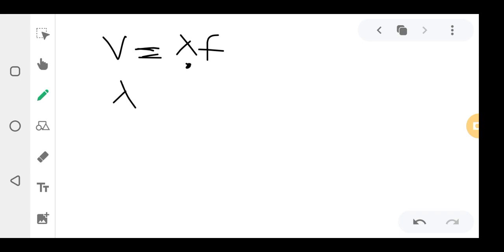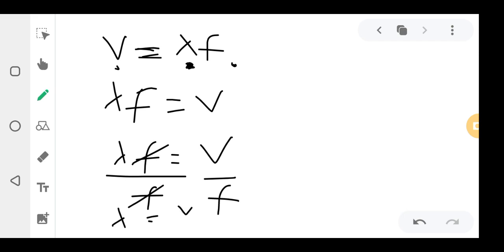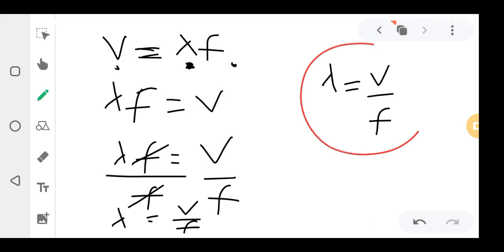So write it as wavelength. V means velocity, lambda means wavelength, a length, and F means frequency. They said find the wavelength. So wavelength times frequency is equal to velocity. I have to divide both sides by frequency so that frequency cancels out. What remains is only the wavelength. So wavelength is equal to velocity over frequency. That's the formula I'll use in my calculations.